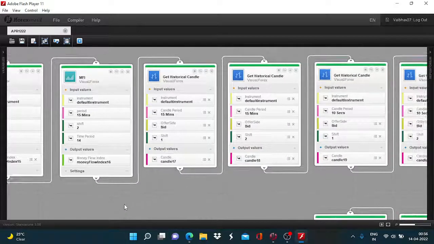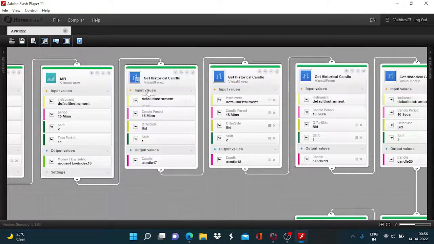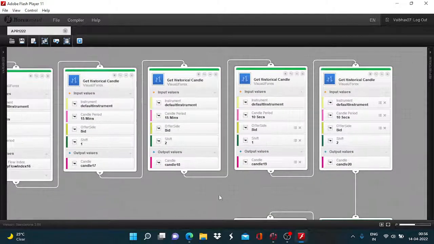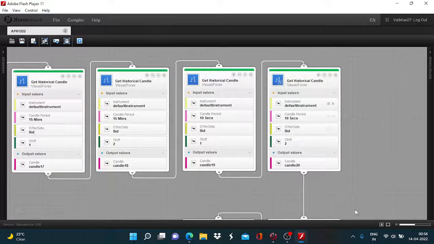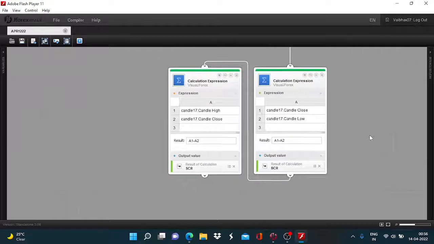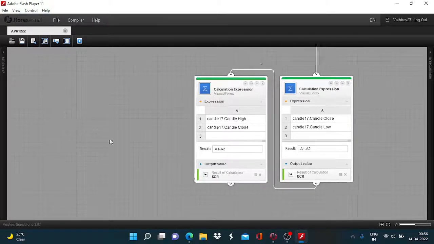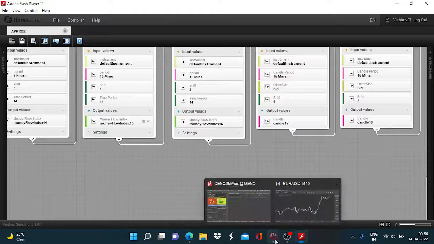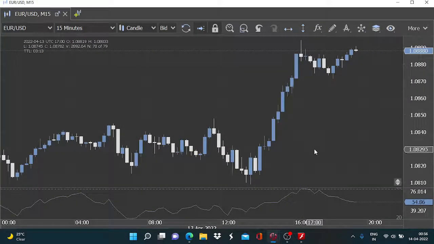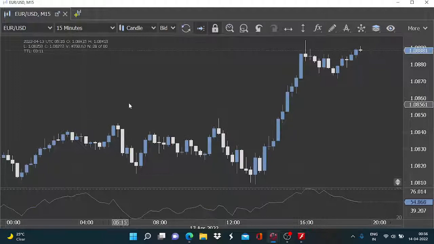To look at the price volatility, we will take the help of get historical candle. These two, with the varying shift value, have been added, each being of 15-minute candle period, and later on these two are of 10 seconds each. To consider the price action data, the difference between high and closing value, we have added these two calculation expression blocks. So now let us head to the JForex platform, where I will give you a refresher of what the logic is. It's kind of simple.